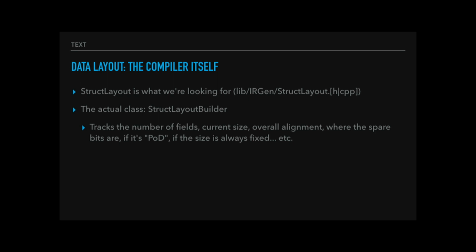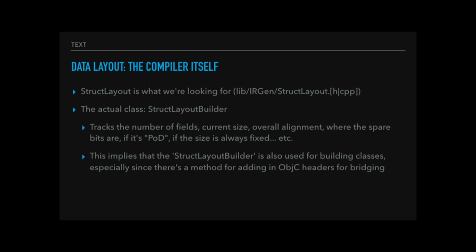Also, it checks if it's POD, plain old data, so just regular data chilling out there, there's no functions, no special initializers, nothing. It also checks if the size of the struct is always fixed. There is such a thing as unfixed size structs, like for example, structs that would have witness tables in them because they have protocol objects, but no concrete classes, etc. But this implies that struct layout builder is also used for building classes, which is actually true because there's stuff in there for adding Objective-C headers and for bridging. So there is a single class in the Swift compiler that is responsible for determining the data layout of every possible complex data type that is not metadata.